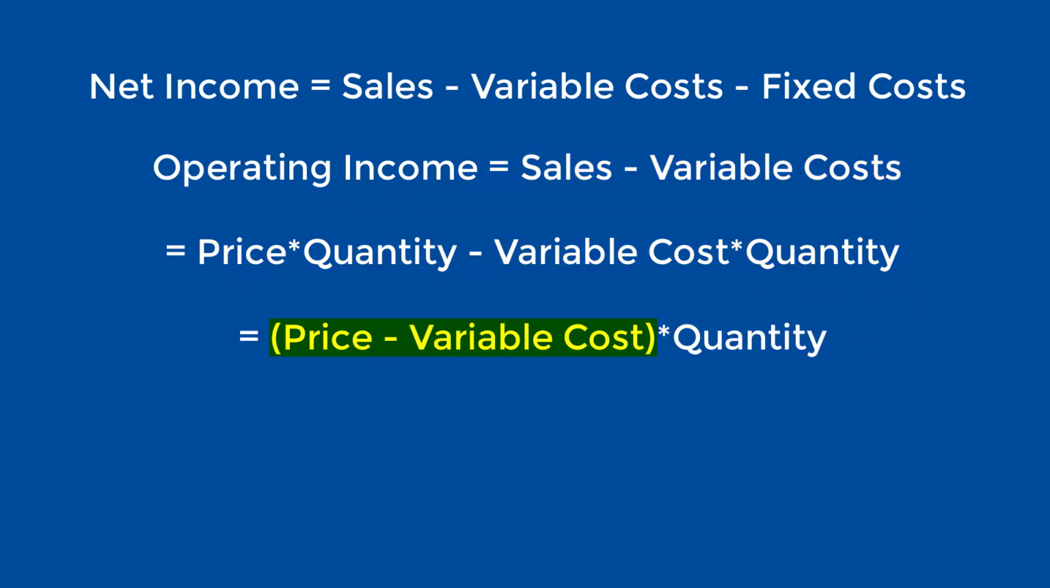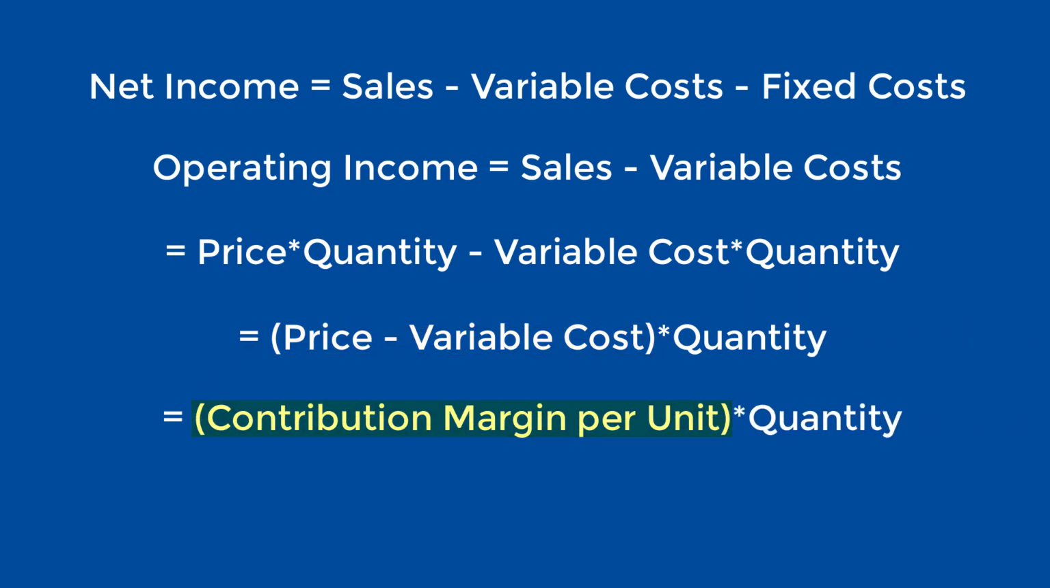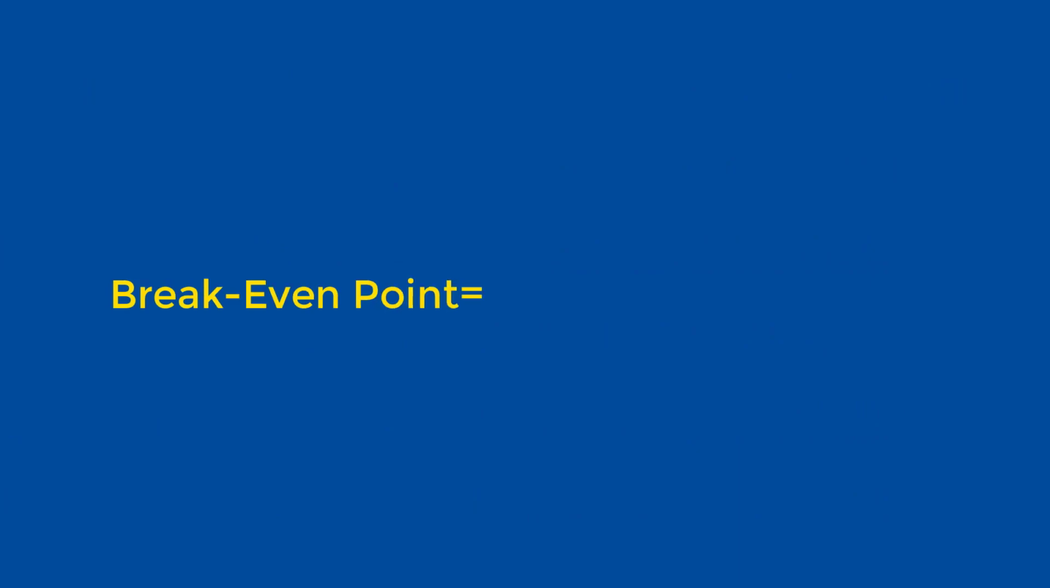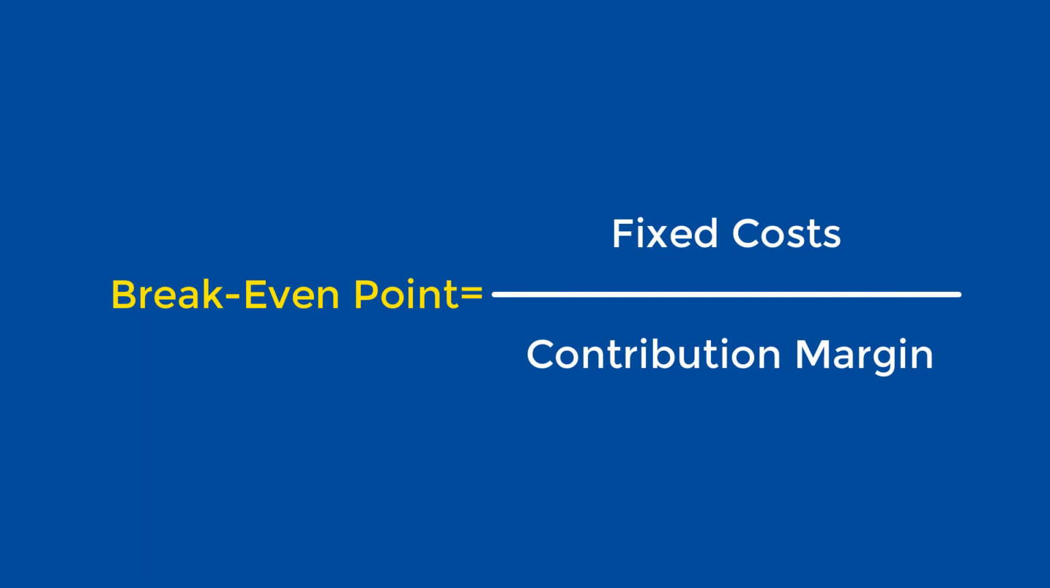As the level of sales and variable costs are both dependent on the quantity of units sold, managers can isolate the price minus variable cost per unit to determine the contribution margin per unit. In other words, the operating income is the margin to which sales contribute to the profits after variable costs are accounted for. Therefore, the break-even point is the point where fixed costs are completely covered by the contribution margin.